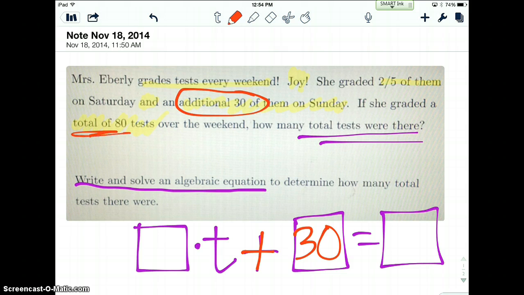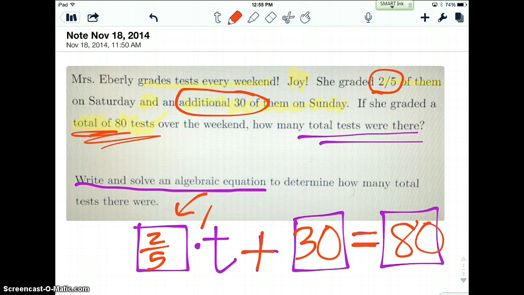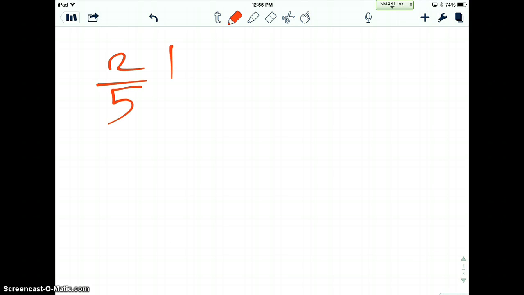She graded a total of 80 tests. Graded a total of 80 tests. Meaning I only have one number left, so it must go in this box. But why? So 2/5. And then why would it be multiplied by? Because it says 2/5 of them. 2/5 of them were graded on Saturday. So 2/5 times the total number of tests were graded on Saturday. There we have it, our equation. And now we just need to solve it. So I have 2/5 times T plus 30 equals 80.